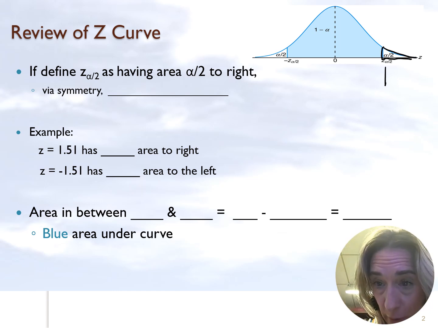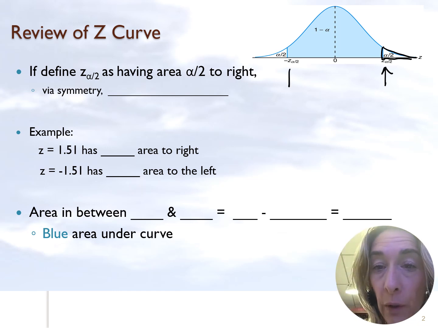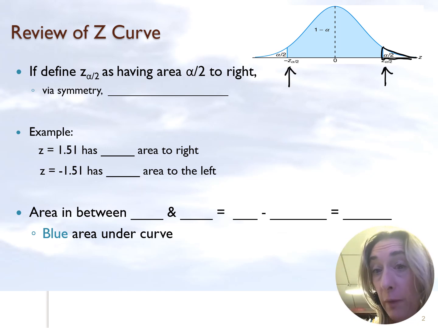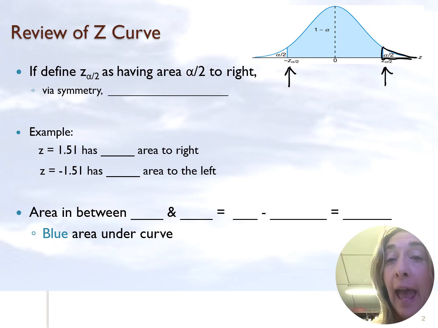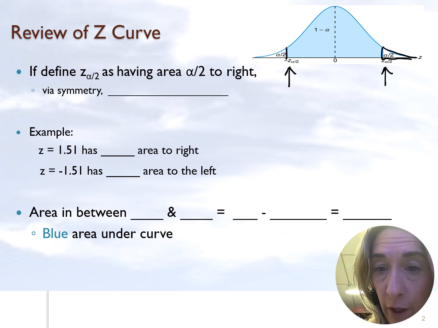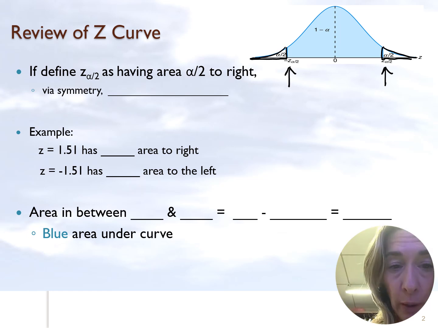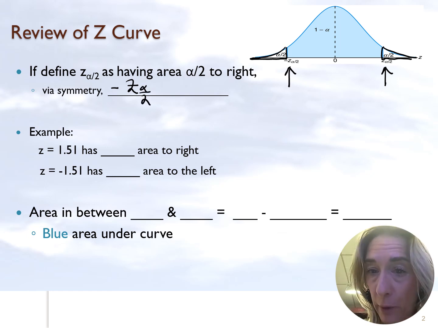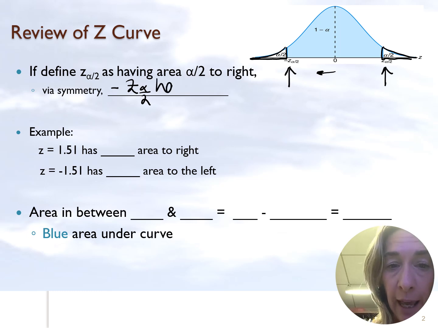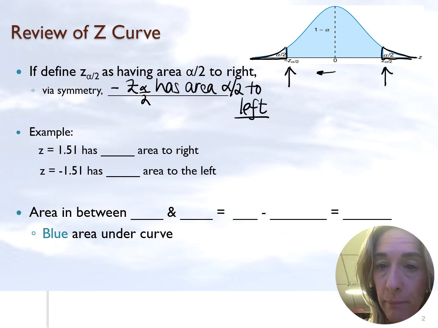Then via symmetry, we know that there is a value of Z that sits along the x-axis having an area of alpha over 2 to the left. So via symmetry, the opposite of Z of alpha over 2, which is a negative value because it is to the left of 0, has area of alpha over 2 to the left. So minus Z of alpha over 2 has an area of alpha over 2 to the left.